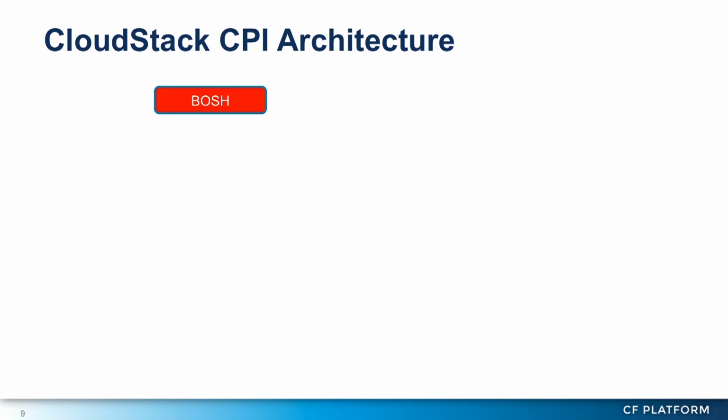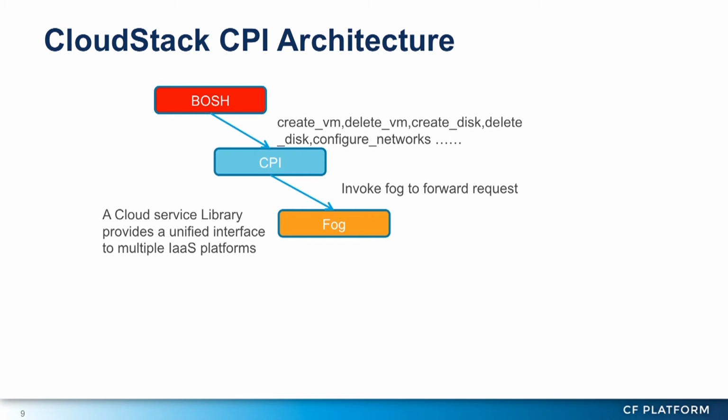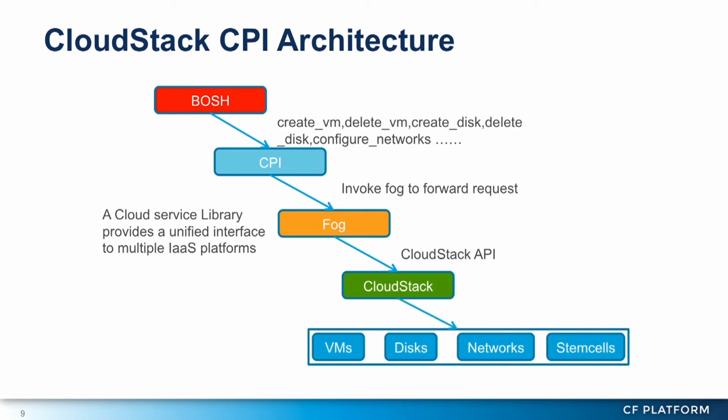This figure shows the major components of the CloudStack CPI. To deploy a Cloud Foundry on CloudStack, BOSH will first call the CPI to create the virtual machines and set up the storage and network configuration. Then the CPI will forward those calls to Fog. Fog here is a library that tries to provide a unified interface to multiple infrastructure platforms. Then Fog will call the API provided by CloudStack, and CloudStack is the one that's actually managing those virtual resources.